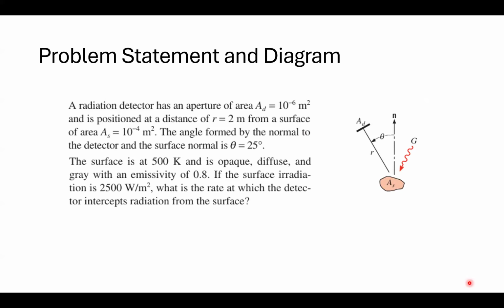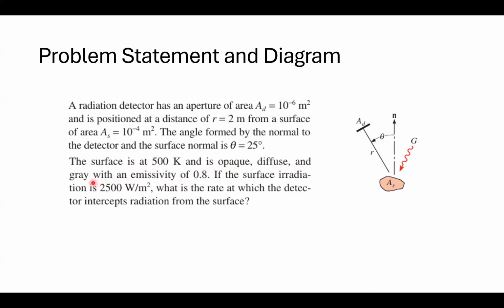So in this problem, we have a radiation detector with an area of 10 to the negative sixth square meters. And this detector is 2 meters away from a different surface that is reflecting and emitting radiation towards the detector. The angle formed by the normal of the detector surface and the surface that's emitting and reflecting radiation is 25 degrees. The surface that's emitting and reflecting radiation is 500 Kelvin, and we're given that it's opaque, diffuse, and gray with an emissivity of 0.8.